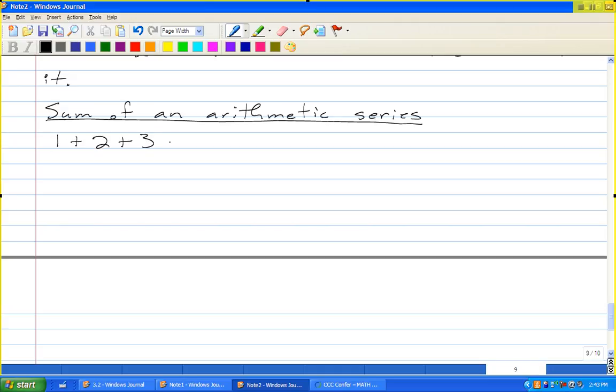Add up 1 plus 2 plus 3 up to 100. And immediately after he wrote this on the board, Carl Friedrich Gauss goes, "Oh, I figured it out." He jumps up and down and says, "I know what it is. I know what it is. It is 5,050." So let's see how he did this.